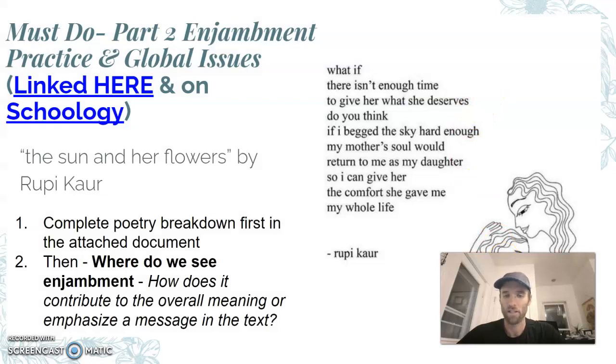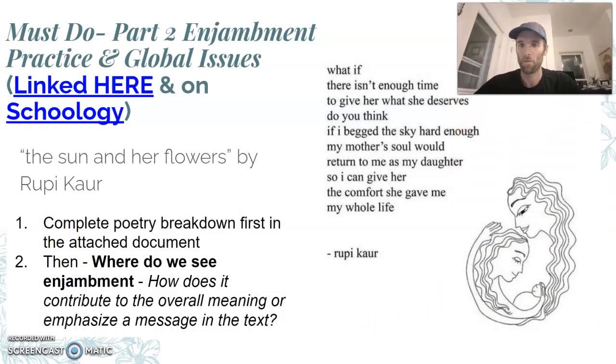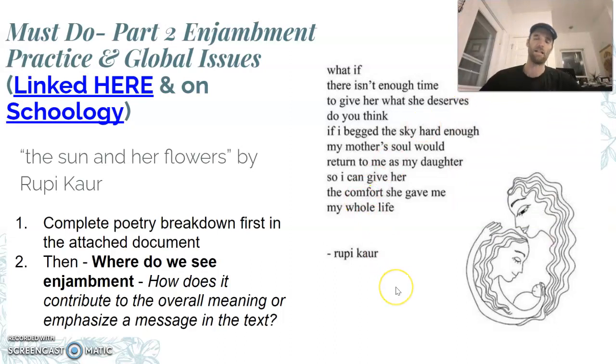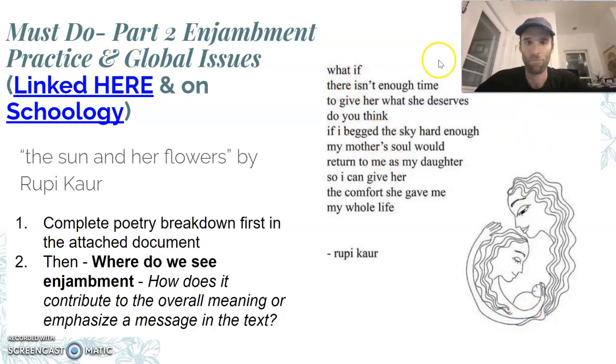So let's take a look at a Rupi Kaur poem with some enjambment. And I'll help you identify this one. This is your must-do part 2 practice. And the poem here is off to the side. And it says, whoops. There we go.